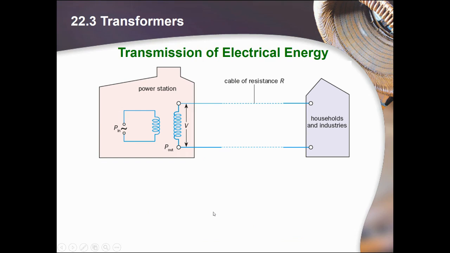The main purpose of using transformers is to step up our voltage during transmission. So why do we need to do so? Let's take a look at this. Okay, so transmission of electrical energy. So this is the power station.